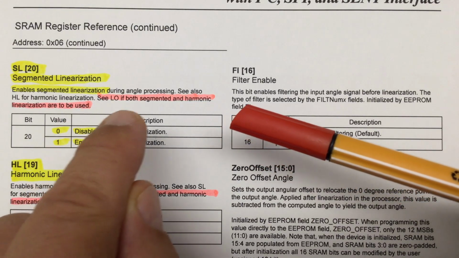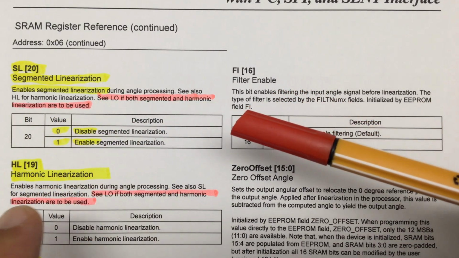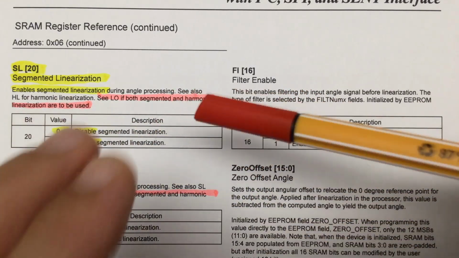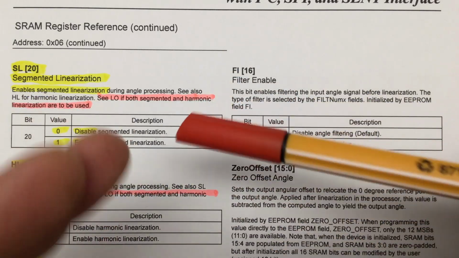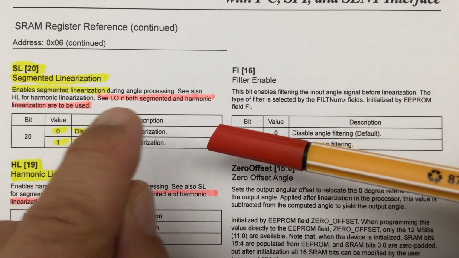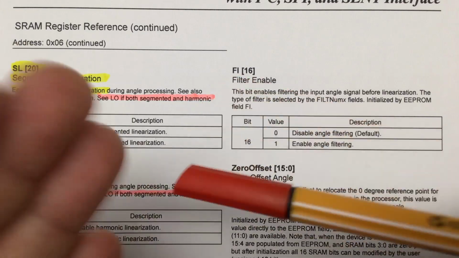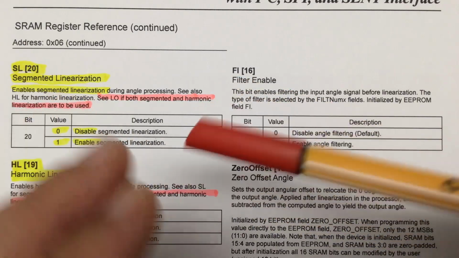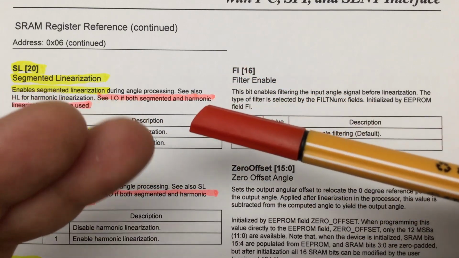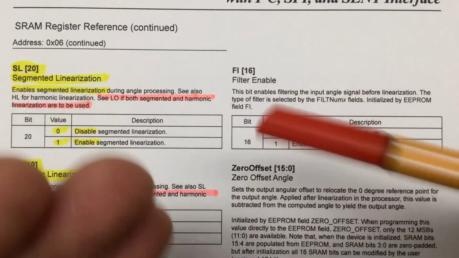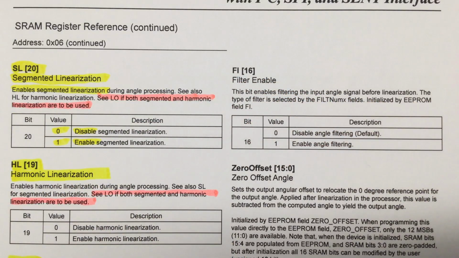note here, CLO, if both segmented and harmonic linearization are to be used. I think that's a copy and paste error here in the programming reference, because I cannot find a mentioning of a flag LO anywhere else in here. Anyway, we will see later that really setting the parameters for segmented and harmonic linearization at the same time is quite impossible. So yeah, that's probably just an error in the datasheet.